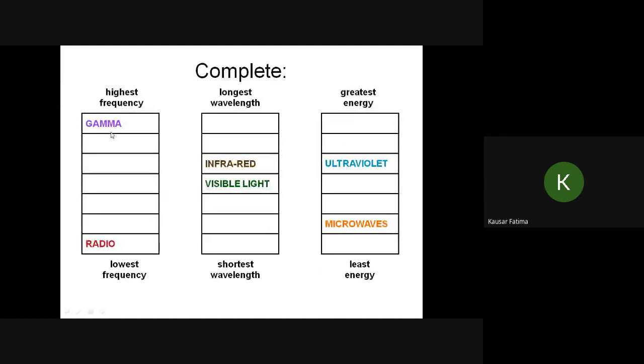Here is a small exercise. We have to fill in gamma, and what comes in these blanks. This is the longest wavelength. This is the order of highest frequency. This other one is the order from longest to shortest, and then greatest energy to lowest energy. Let's solve it. The answer.